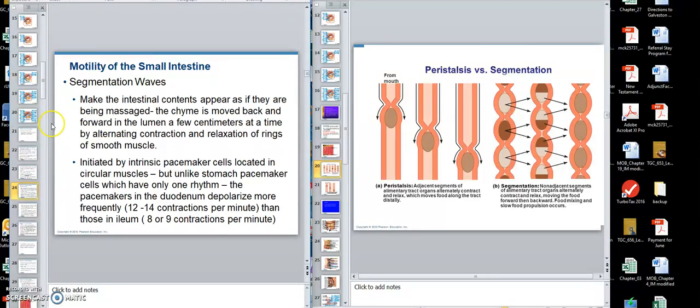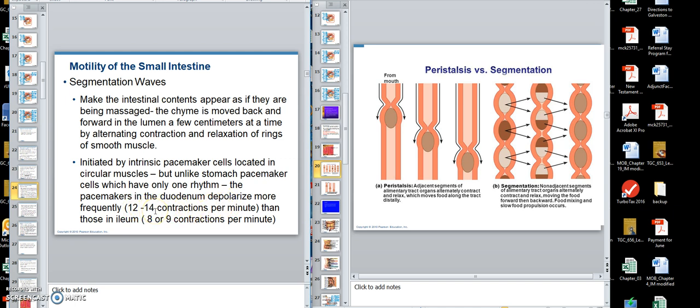Segmentation waves make the intestinal chyme appear as if they are being massaged. The chyme is moved back and forth in the lumen a few centimeters at a time, initiated by intrinsic pacemaker cells located in the circular muscles. But unlike stomach pacemaker cells, which have only one rhythm, the pacemakers in the duodenum, which is the first part, are about 12 to 14.